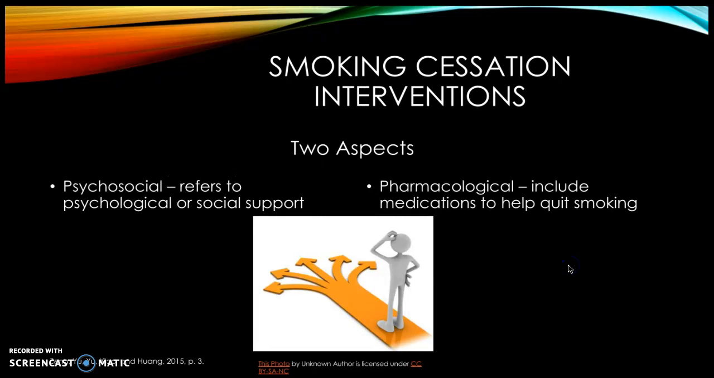There are 2 interventions a person can implement to help them quit smoking. There is the psychosocial intervention, which refers to the psychological or social support mechanisms. The other is the pharmacological intervention, which includes medications and prescriptions that can help reduce smoking. These 2 interventions can be used separately, but the smoker would have a better chance of quitting if the interventions were combined.